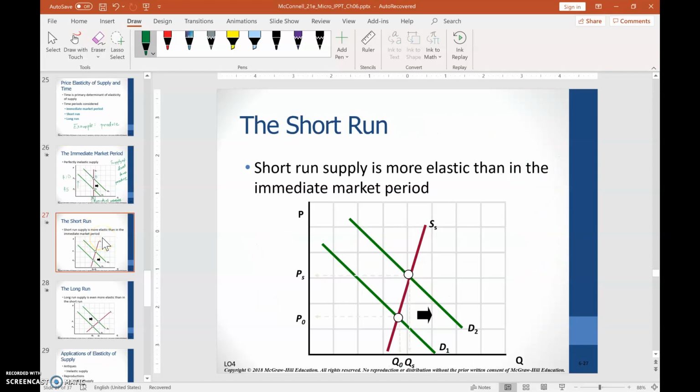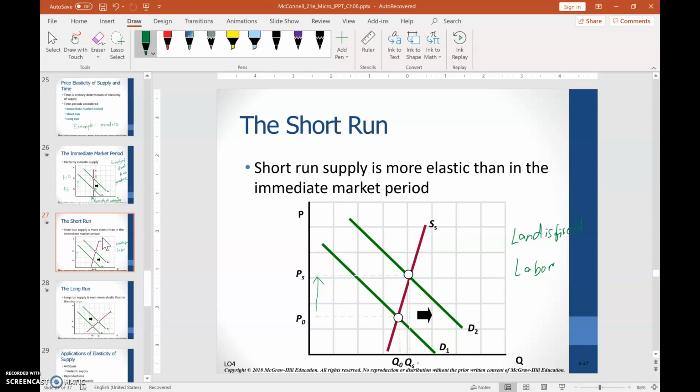Now take a look at the short run. In the short run, the market supply curve is more elastic compared to the immediate market period. We are going to say the land is fixed, but the labor is variable, the machineries are variable, and the fertilizer, that's also a variable input. When demand increases, the price is increasing.